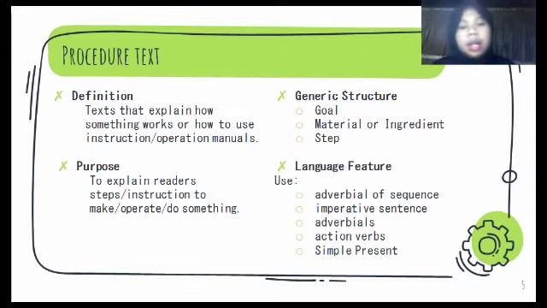Second, use commands or imperative sentences. For example, put the noodles, cut the onion, peel the bananas, etc. Third, using adverbials to express detail: the time, place, manner, accurate. For example, for 5 minutes, 2 hours, until golden brown, etc. Fourth, using action verbs. For example, make, take, boil, cook, cut, etc. And the last, using simple present tense or verb 1.